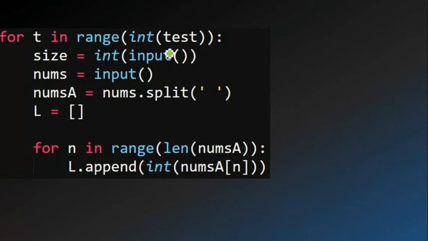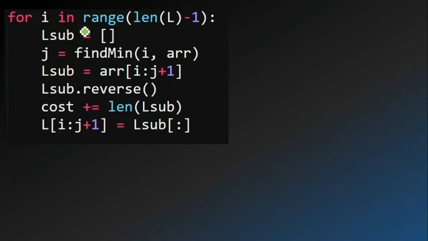This is going to take the test cases, and this is going to take the size of the input array or input list. So since it's going to be strings, we are going to split with delimiter space, and then we are going to coerce each element into integers, and then we are going to append them to the list. So starting our iteration is the main algorithm.